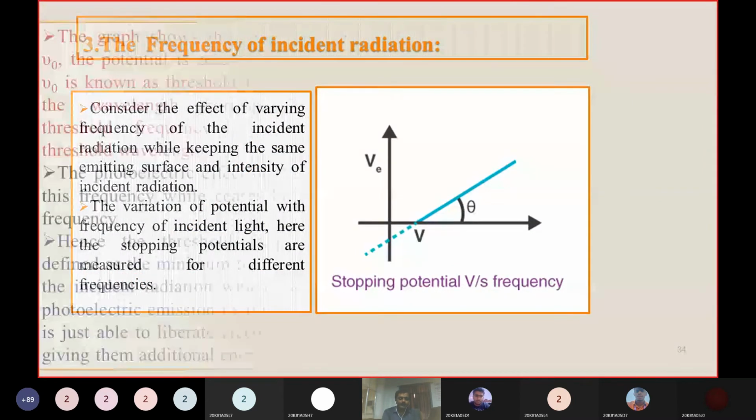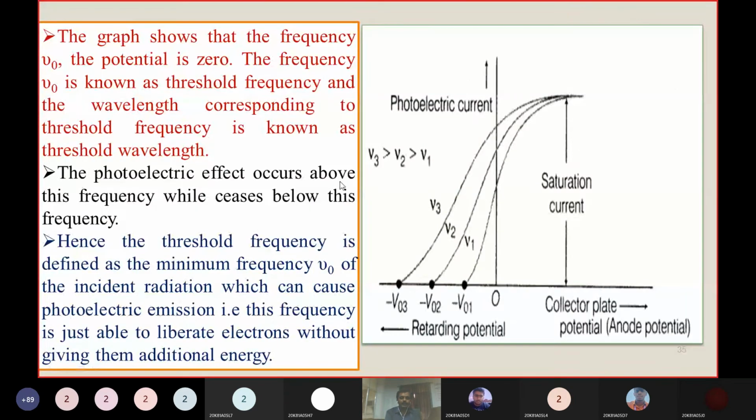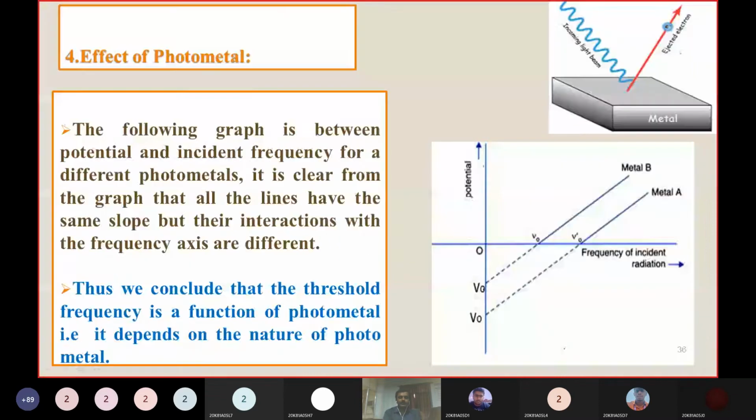Here nu naught we already discussed. The fourth point is the photometal. Photometal means it's a type of material. Which type of material are we using? The work function depends on the particular material.